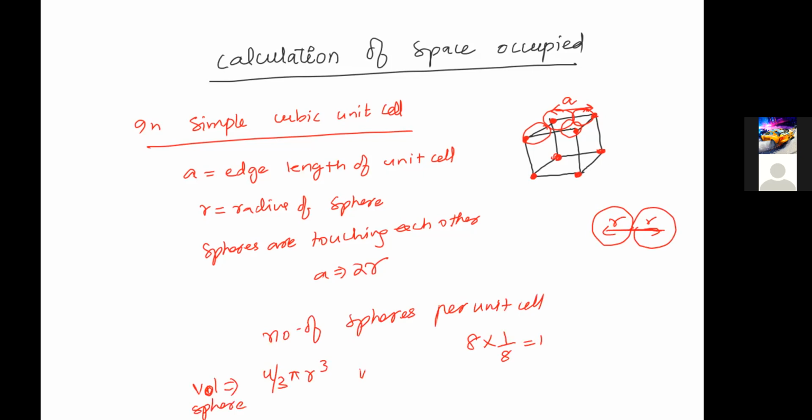And if I want to know the volume of the cube, it is a cube. Volume of cube is a cube. You already know the value of a, na? What is it? 2r cube. That is 8r cube.